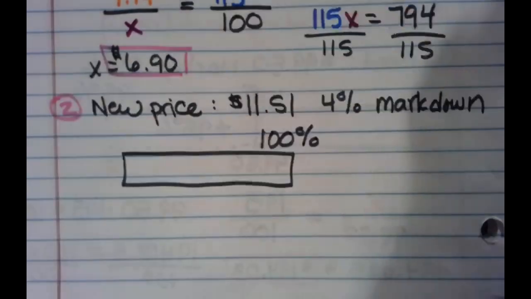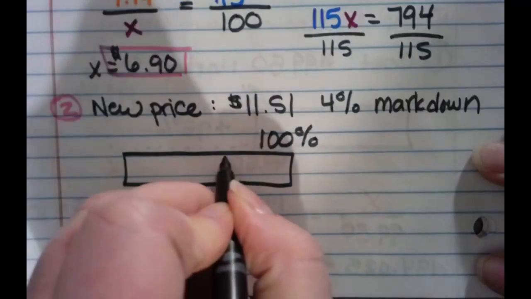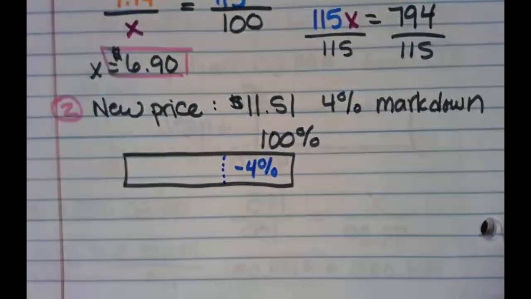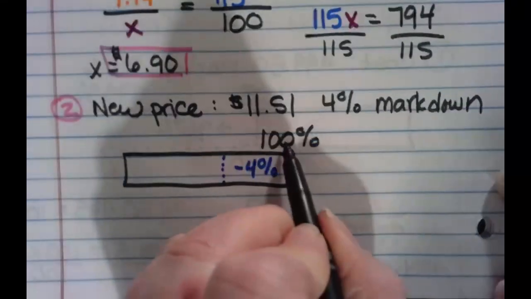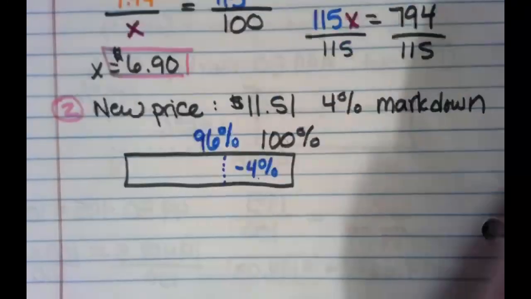Okay, so we look at this and we say, oh, it was a markdown. So I'm going to do a markdown, and I'm going to make a big one, even though I know 4% isn't very much, just because I like to have a little space. So I went down 4%. So if I start at 100, go down 4%, I end at 96%.